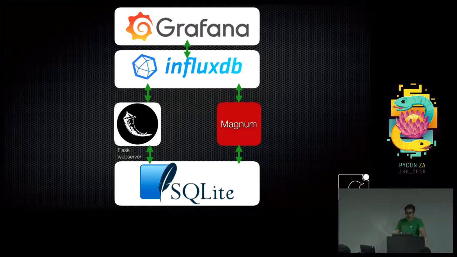So to get a good-looking dashboard, we start with Grafana. Grafana makes use of an influx time series database. We also have a Flask web server to run an API so that we can programmatically alter the test performed. We're using a SQLite database for storing all the endpoints that we are going to be testing.